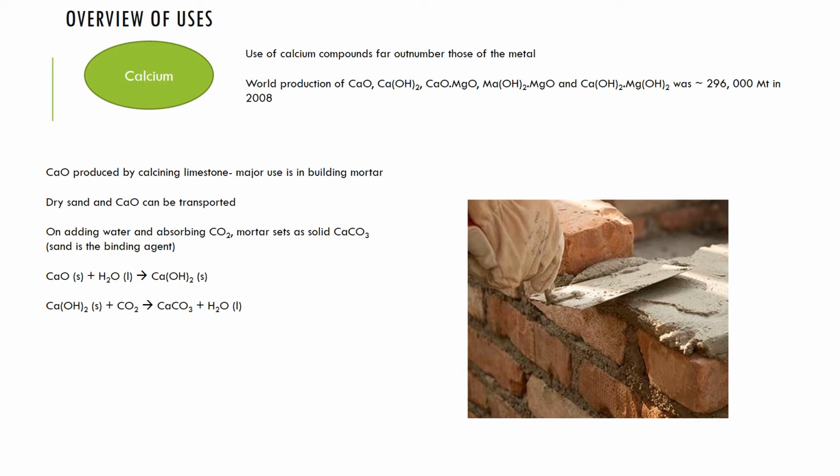Of course, most of that is used in the building industry because the calcium oxide that is produced by calcining limestone is used heavily in the building industry, and it's used in building mortar. You can very easily transport dry sand and calcium oxide because they're solid powders. The moment you add water, the chemistry of that system leads to the mortar setting as solid calcium carbonate, and you use sand as the binding agent. So there's the chemistry of mortar and cement.